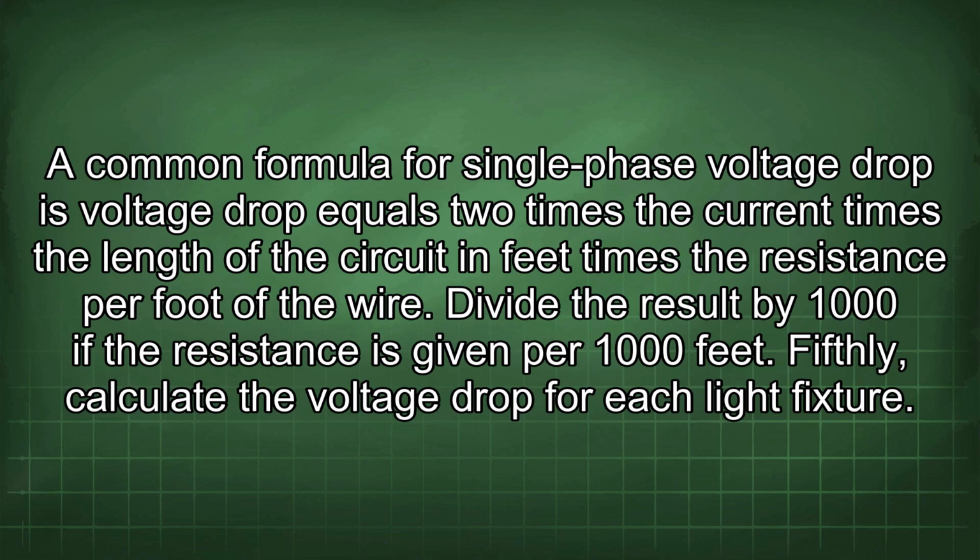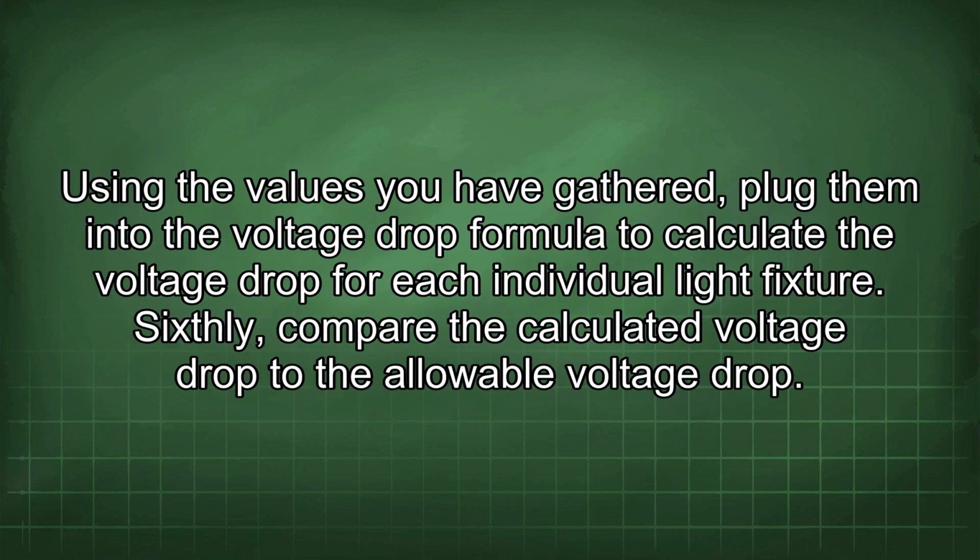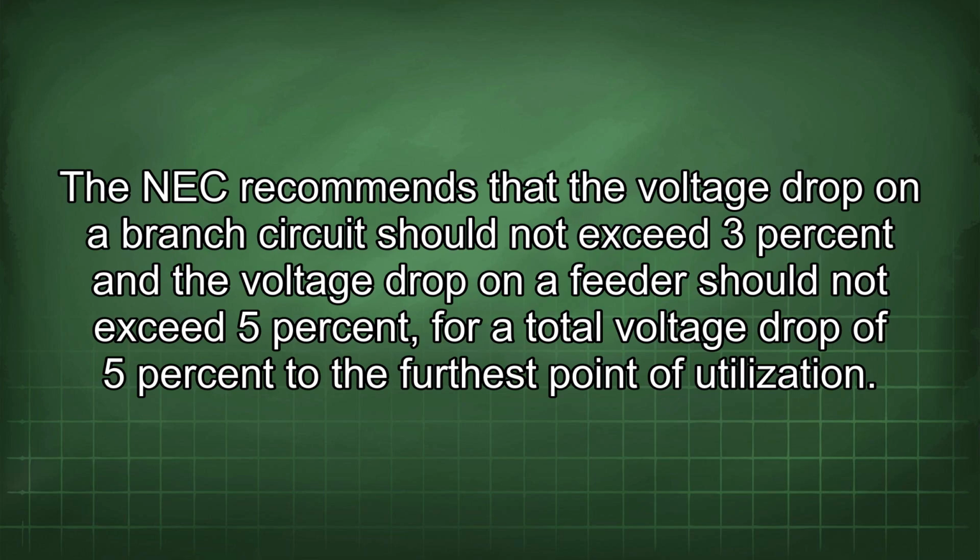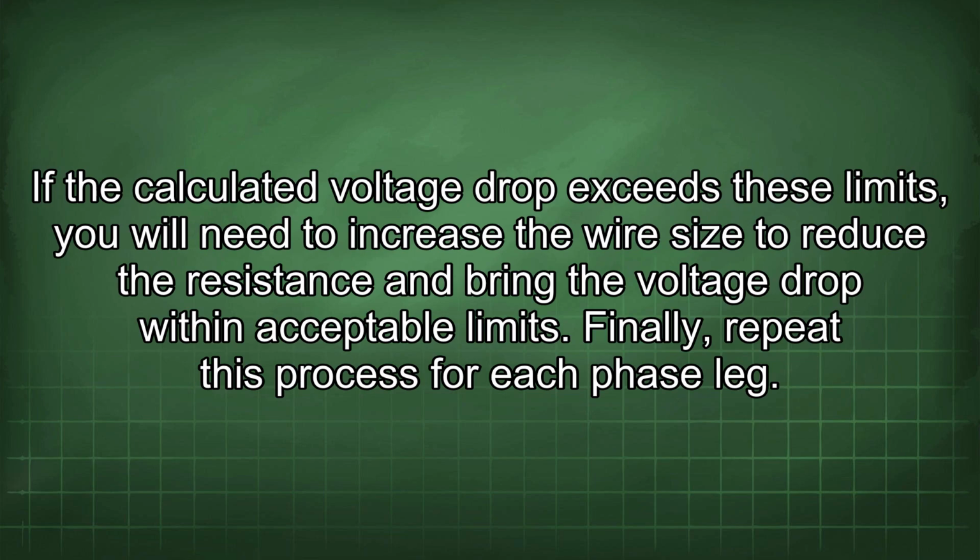Fifthly, calculate the voltage drop for each light fixture. Using the values you have gathered, plug them into the voltage drop formula to calculate the voltage drop for each individual light fixture. Sixthly, compare the calculated voltage drop to the allowable voltage drop. The NEC recommends that the voltage drop on a branch circuit should not exceed 3% and the voltage drop on a feeder should not exceed 5%, for a total voltage drop of 5% to the furthest point of utilization. If the calculated voltage drop exceeds these limits, you will need to increase the wire size to reduce the resistance and bring the voltage drop within acceptable limits.